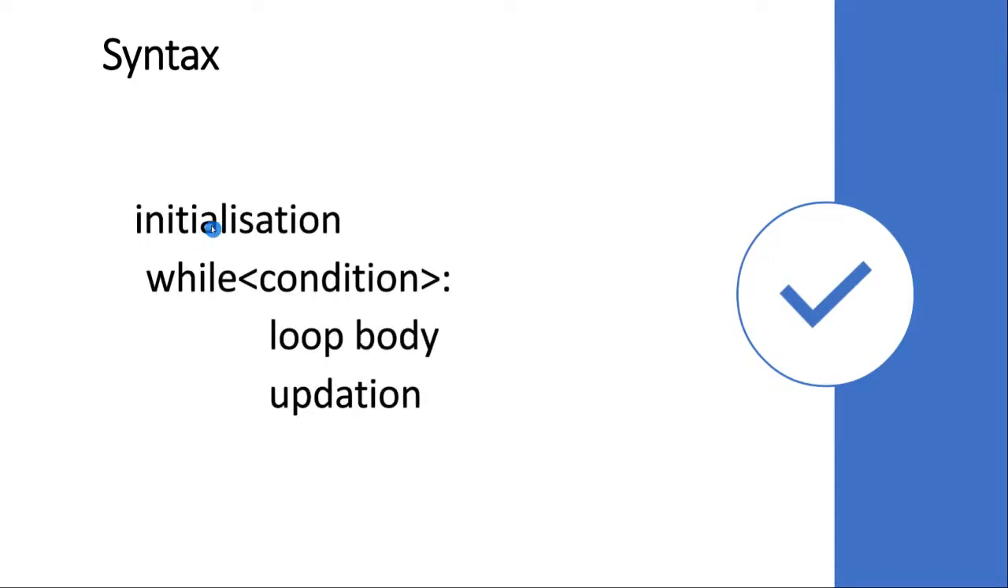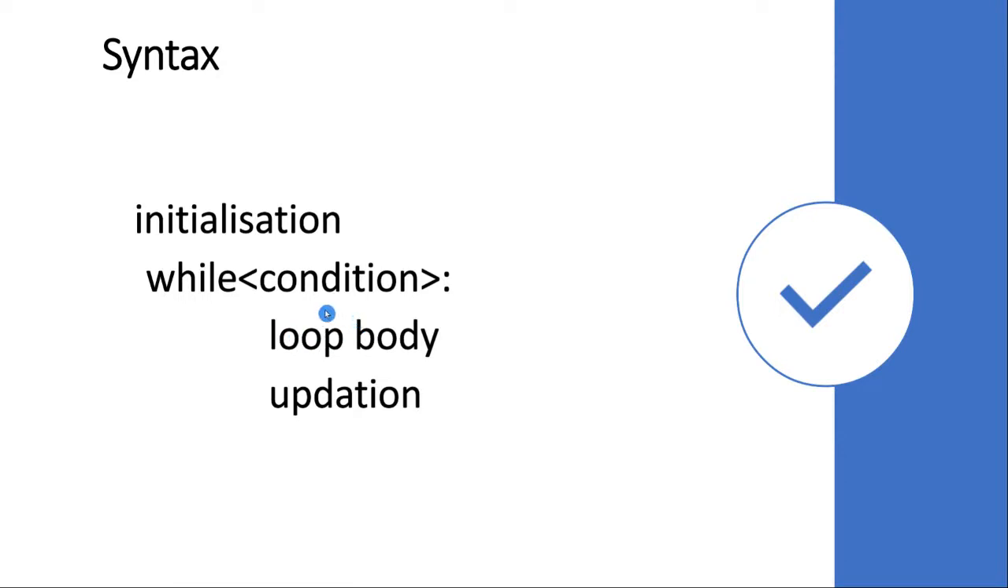Now let me show the syntax of the while loop. First, the initialization of the control variable. While is a keyword, then the condition is the test condition, and here the colon is compulsory. Then the loop body. As I said in the beginning for the if condition and for loop, here also we use indentation. Indentation is very important. Indentation is nothing but the space we leave here. If you don't do this, your program will not work properly.